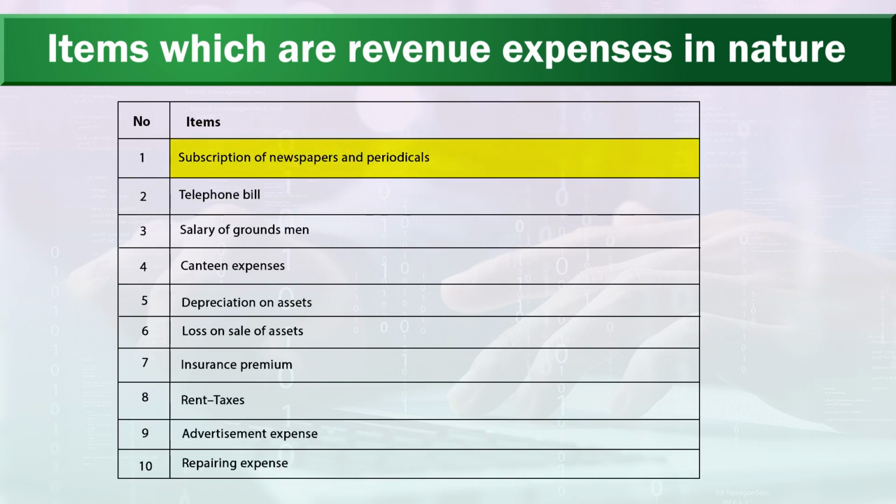1. Subscription of newspapers and periodicals. 2. Telephone bills. 3. Salary of groundsmen. 4. Canteen expenses. 5. Depreciation on assets. 6. Loss on sale of assets. 7. Insurance premium. 8. Rent and taxes. 9. Advertisement expenses. 10. Repairing expenses.